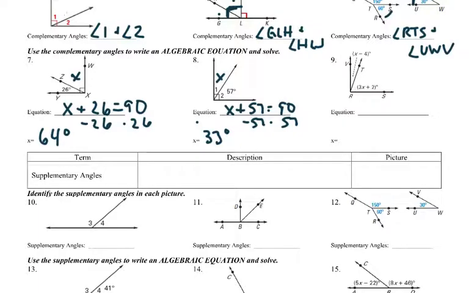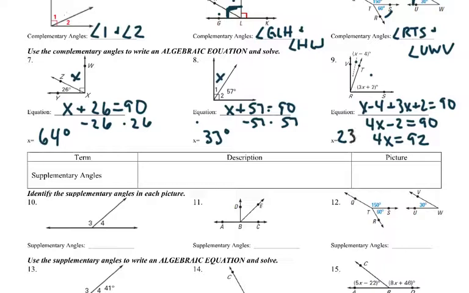Now you might say, I didn't really need an equation to solve those. You probably could have just solved those in your head, but when you get to number 9, you definitely need an equation. These two angles add up to 90, so your equation is x minus 4 plus 3x plus 2 equals 90. Or 4x minus 2 equals 90. Now, I'm okay if you add 2 to both sides in your head. Similarly, if you divide both sides by 4 on a calculator or in your head, x is 23. And it was nice, I didn't have to plug that back in.